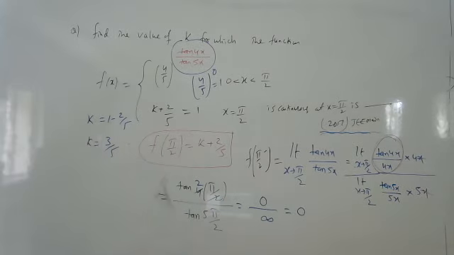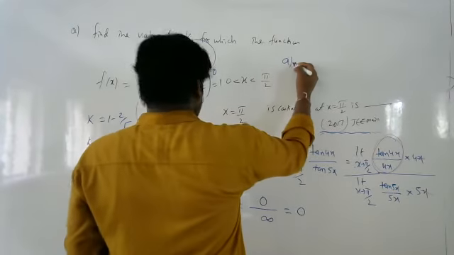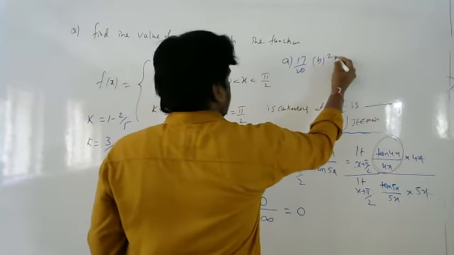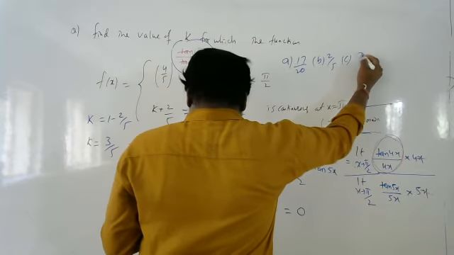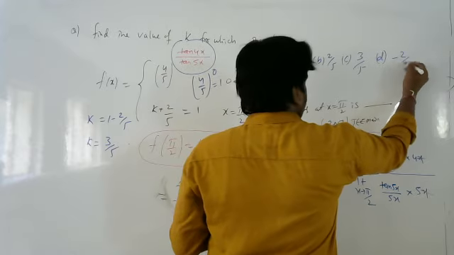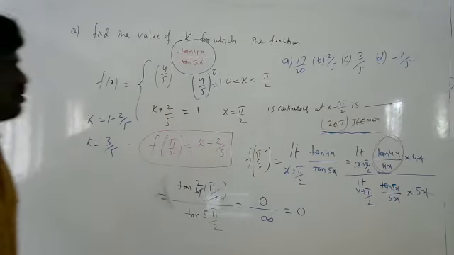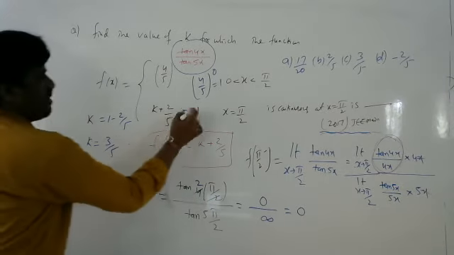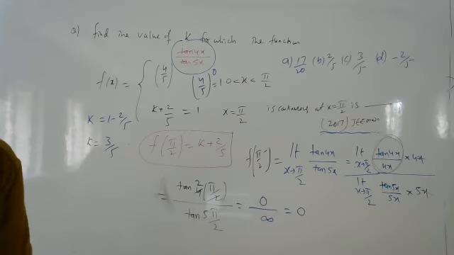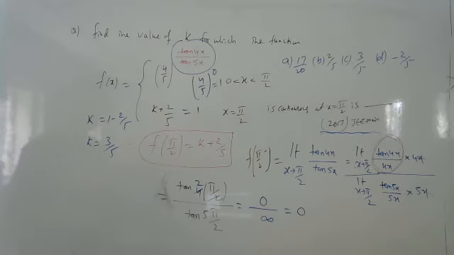Options are there. I'll write the options. I checked the options, and 2 by 5 is there in the options, so I thought that was the answer. Option A is 17 by 20, option B is 2 by 5, option C is 3 by 5, option D is minus 2 by 5. So I thought you got minus 2 by 5. Okay, you are right, Pooja, it is correct.